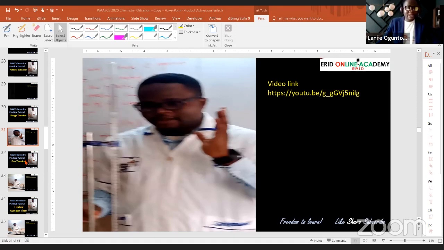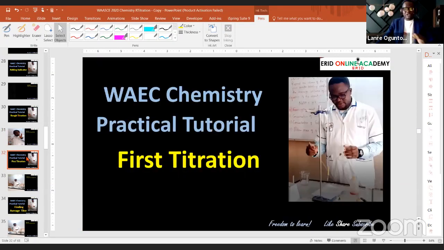So let's move on. After your rough, the next will be to do your first titration. Carrying out your first titration means you now want to do the first accurate titration. You now want to be more careful in doing your titration. That is the meaning of this first titration. In the rough that we did, we got 26 cm³, 26 mil. I told you earlier that 1 mil is the same thing as 1 cm³, so we got 26 mil.